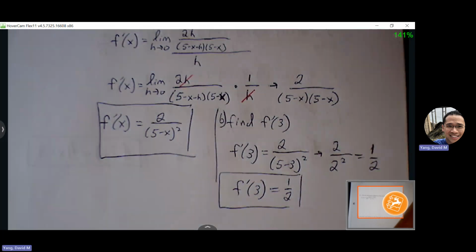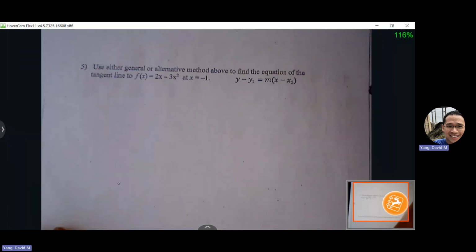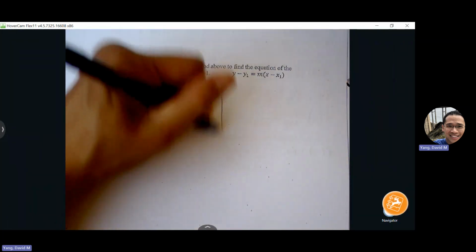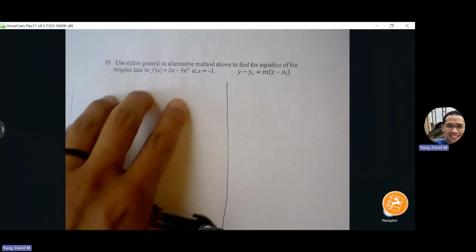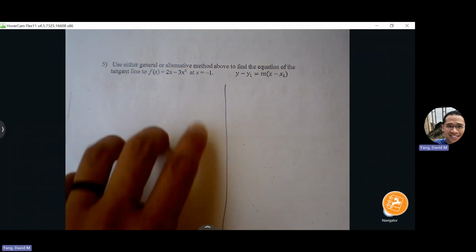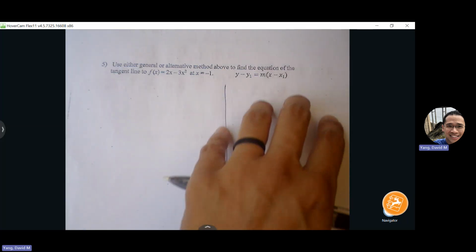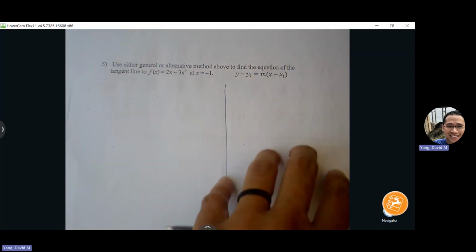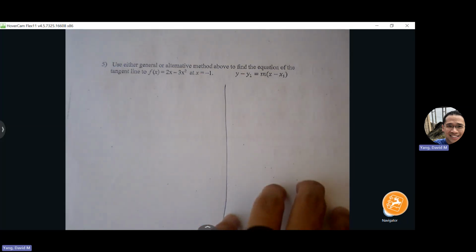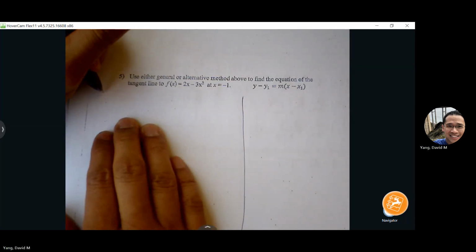Number 5, it says use either the general or the alternate definition. I think we have enough space to do both. So on one side, we'll do the general definition, see if we can find the derivative function, plug in -1 to get the slope, and then do point slope form. And then the alternate side, we should be able to get the same thing, except it'll take you directly to the slope. Okay, let's do the general definition first.